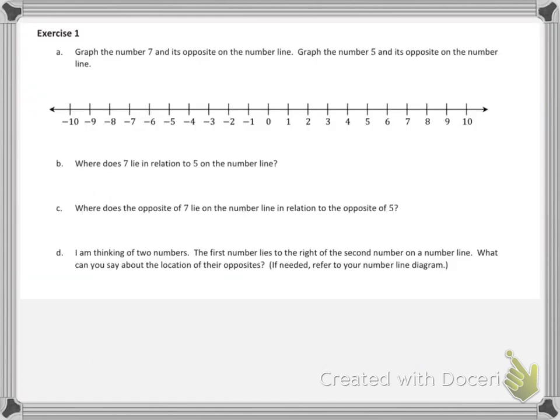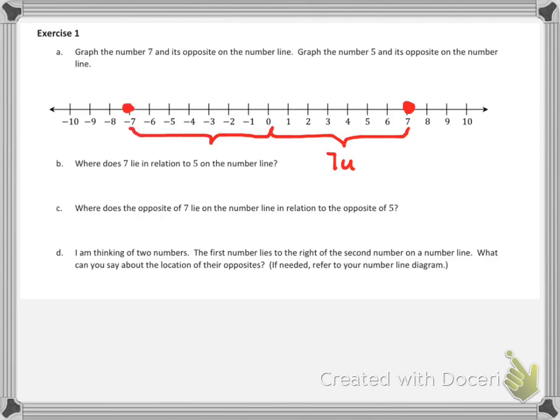Let's get started. All right, so first thing we're going to do today is just plot a few points. So let's do that, and then we'll follow the directions on B, C, and D. So graph the number 7 and its opposite. So number 7 is here. I remember that opposites are the same distance from 0 on the other side of 0. So this is 7 units away. So my opposite is also going to be 7 units away, and that puts me at -7.